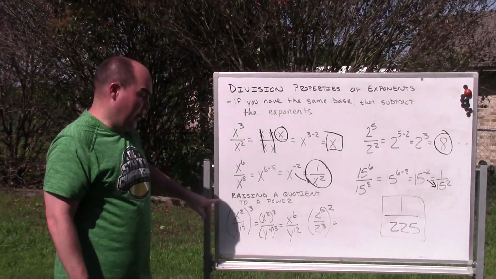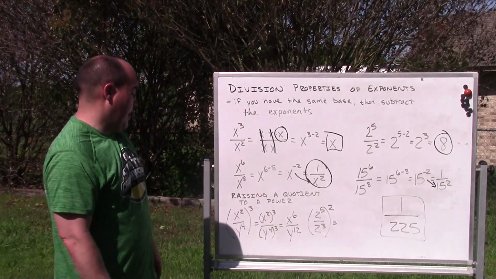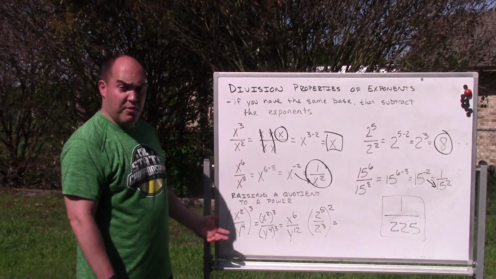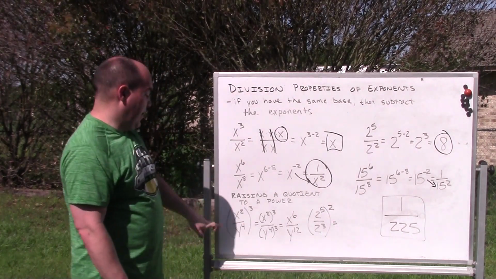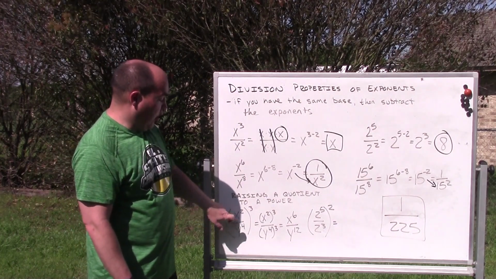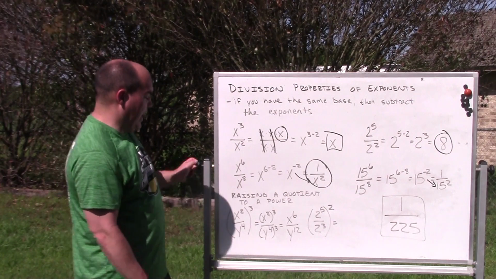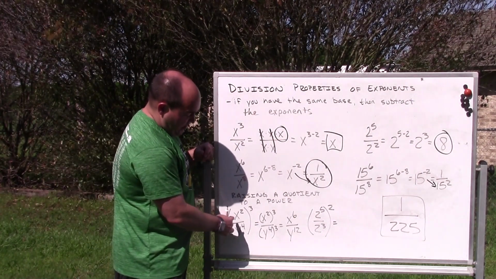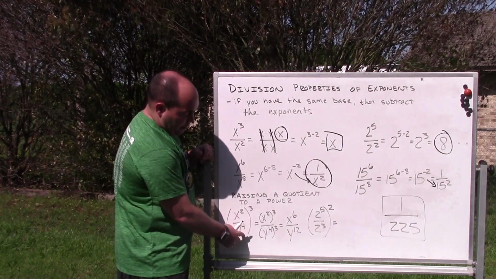Down here in the bottom, we've got another rule. Raising a quotient to a power. If we're raising a quotient to a power, quotient just means division. So if we get a division problem, x squared over y to the 4th, all of that raised to the 3rd, the exact same thing as what we've done in the past. The exponent on the outside has to go to both terms.